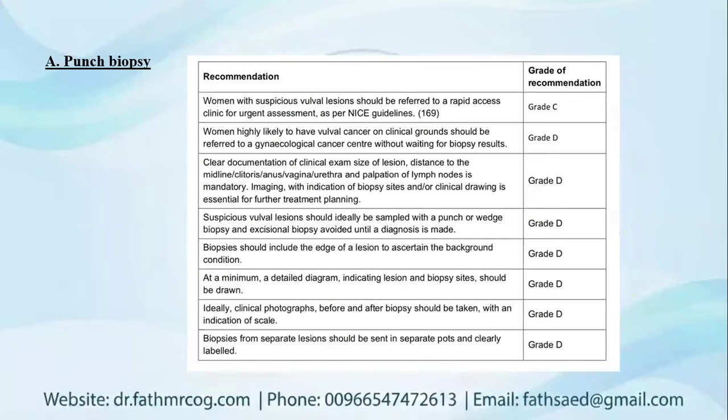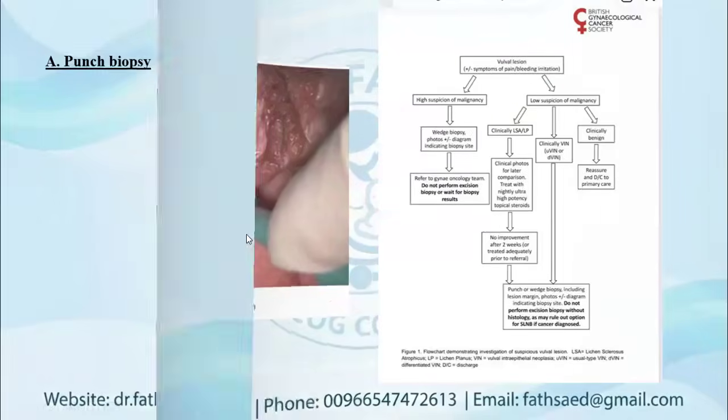And this one is the vulval cancer guideline. We have the RCOG and we have the vulval cancer guideline updated in 25, and this is the BGCS. It is important to read it because the BGCS guidelines are very clear, very arranged, not like the FIGO. They tell you a woman with a suspicious lesion should be referred to rapid access, and a suspicious vulval lesion should ideally be sampled with a punch or wedge biopsy, and excisional biopsy avoided until diagnosis is made. Don't do excisional, it is incisional. And if they tell you punch or wedge, that means that is the correct answer.